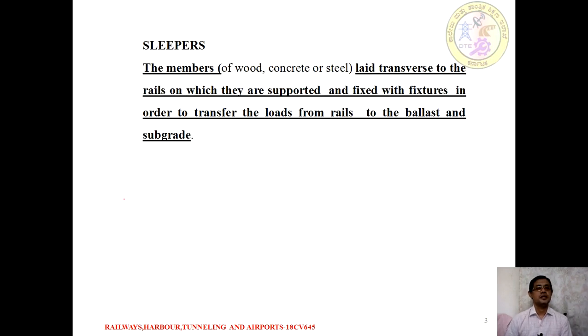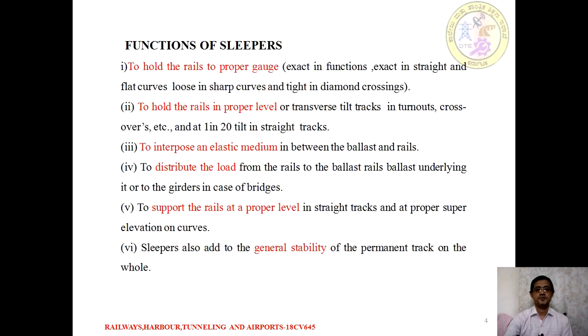Moving on to the definition of a sleeper. A sleeper is a member which is laid transverse to the rails, on which they are supported and fixed with fixtures, in order to transfer the vertical loads coming from the rail to the ballast and to the subgrade. So, this member is an intermediate member, laid in a transverse direction. The member may be of wood, concrete or a steel structure. So, we defined the sleeper.